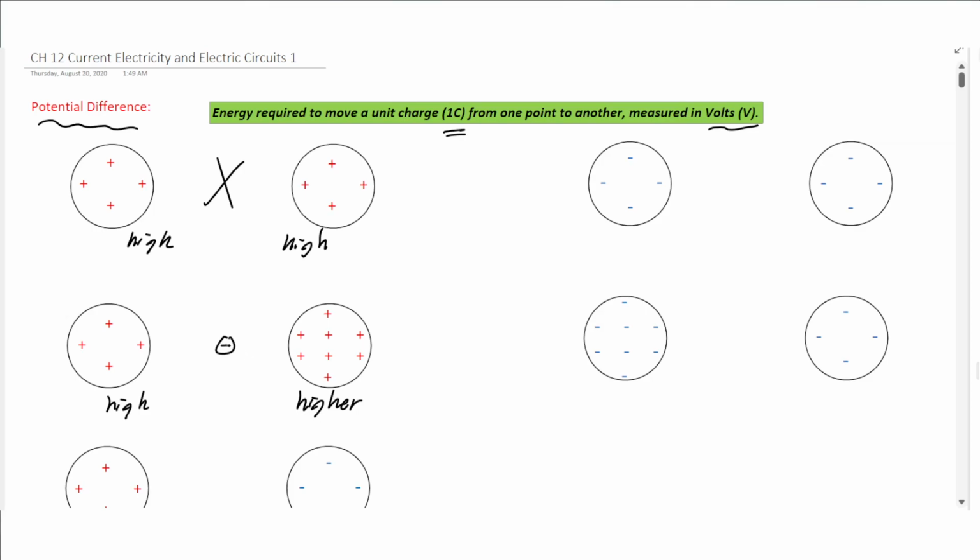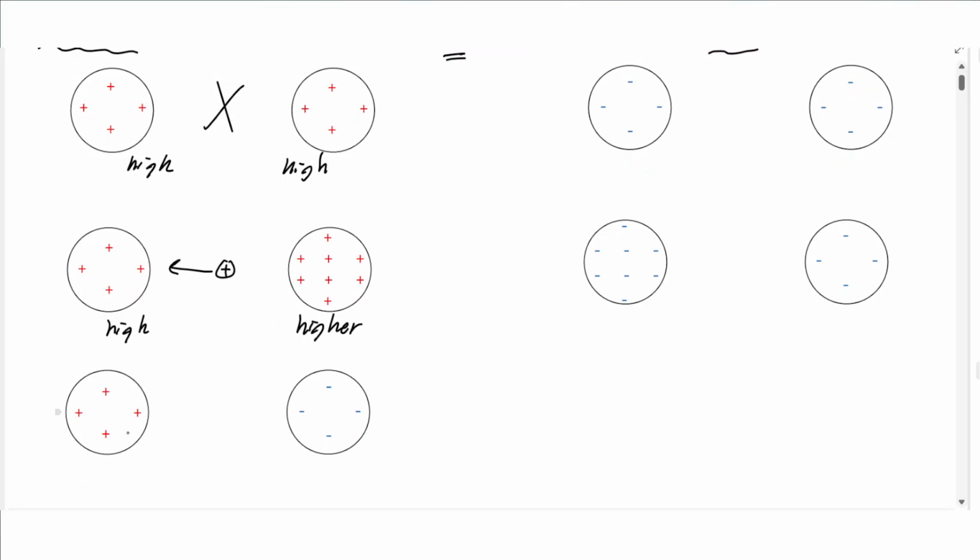For example, if you place a positively charged object here, it will move in this direction. It will repel from the large positive charge and will go towards a low positive charge. Or if you have positive and negative charges, this is high energy and this is low energy. There is a difference in potential energy, so charge will move again. So if you place a positive charge, it will move in this direction. So if there is no potential difference, there is no flow of charge. If there is a potential difference, there will be a flow of charge.